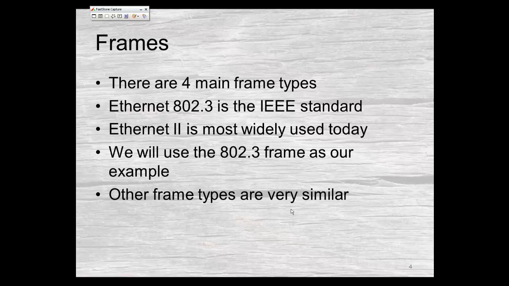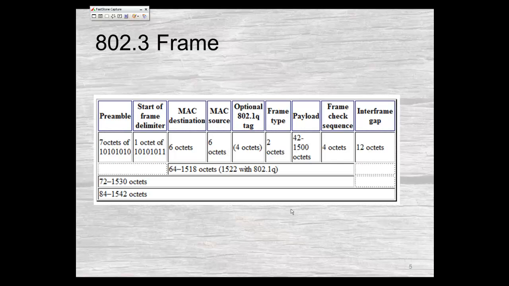We're going to look at the 802.3 frame type as our example. The others are very, very similar, with very slight differences in the frame header. So by looking at the 802.3 frame type, we'll see how all the frames basically look and operate.